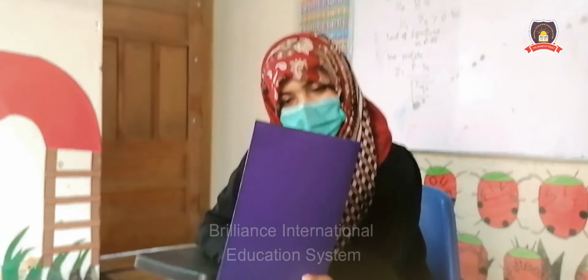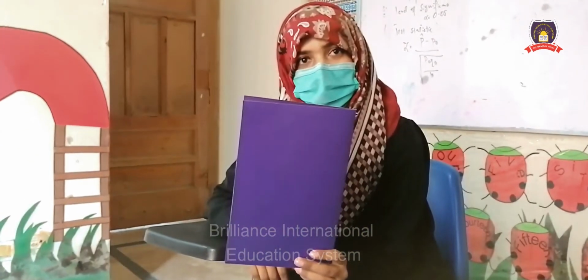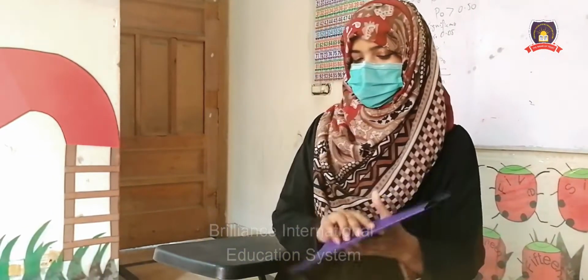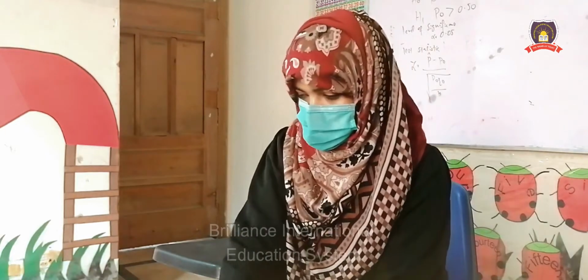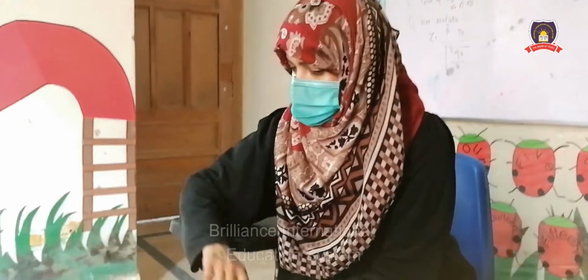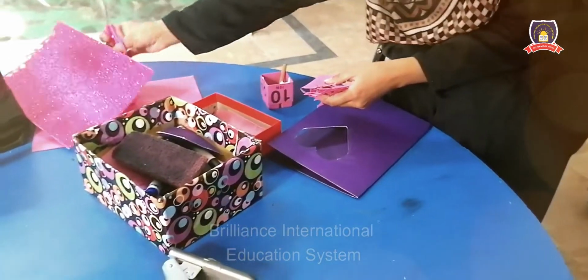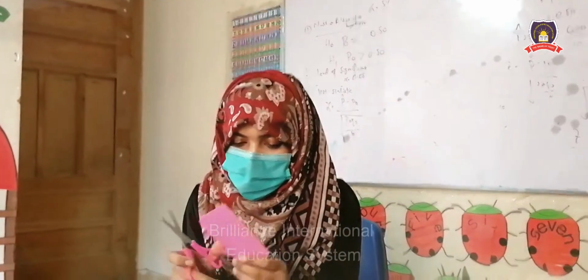What is the color of this chart paper? Purple. Okay, now let's start our activity. First, I am going to cut the flower that I have to paste on this card. Okay. सबसे पहले मैं फ्लावर्स कट करने लगी हूँ.